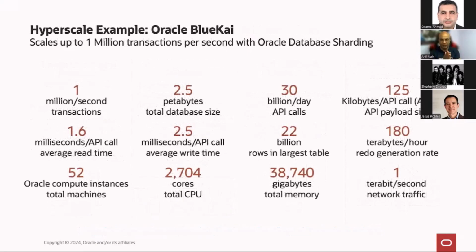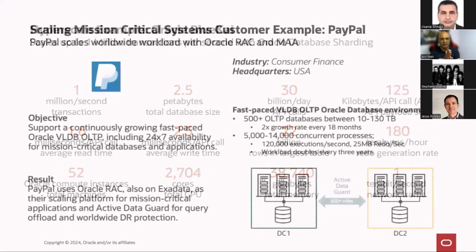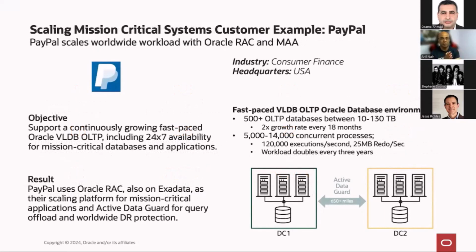This is an example of a customer who wanted to scale. These are phenomenal numbers. This is scaling up to 1 million transactions per second with a combination of technologies, including database sharding. Similarly, with our favorite customer, PayPal, we've been working with PayPal for a while, and we've been able to scale some of their most demanding workloads. Databases are doubling and tripling every 3 years, and it's not just the size, but the number of executions and usages, how quickly you want to do things. All of these depend on technologies like RAC and Active Data Guard. An amazing combination of technologies that make sure our customers are successful.